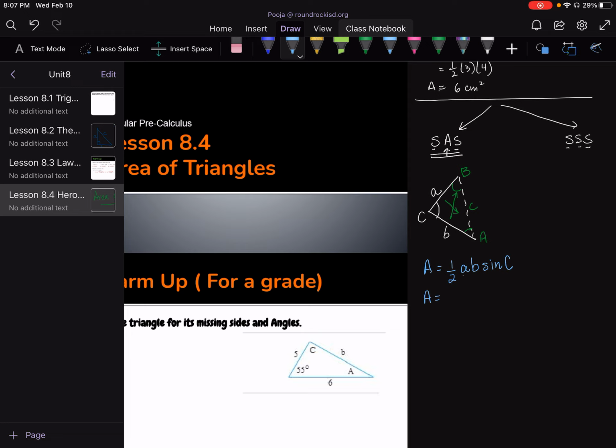However, if instead of sides A and B, we are actually given sides B and C, then we will do half times B times C times sine of angle A, because when B and C are known, the included angle automatically is angle A, hence we will use the second one. However, if we are given side A and side C, then we use half times A times C times sine of the included angle, which will automatically be angle B. So we would use one of these formulas in case of an SAS triangle.